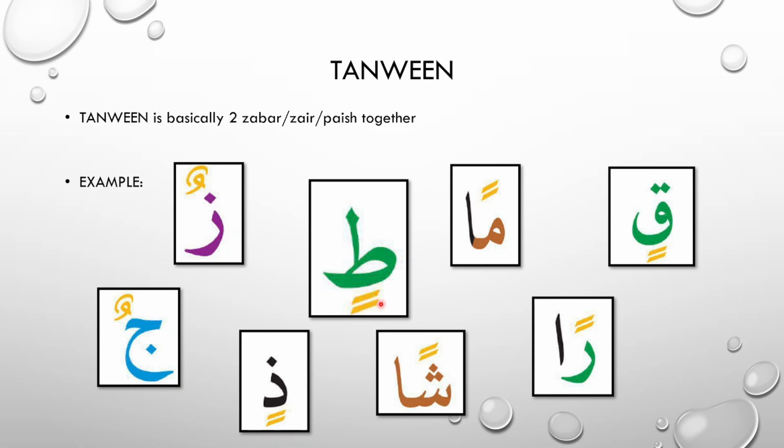So we call these, when the Zabar, Zair and Pesh come in pairs, we call them Tanween. So how do we pronounce these Tanween? Now let's take an example. If we had only Zabar, we would be pronouncing it as Ma and Ti. But in case of Tanween, we are going to add the sound of Noon. So we are going to recite it as Man, Tin, Zun.